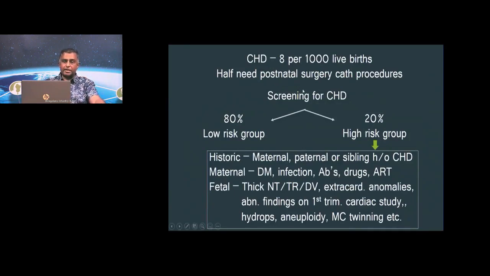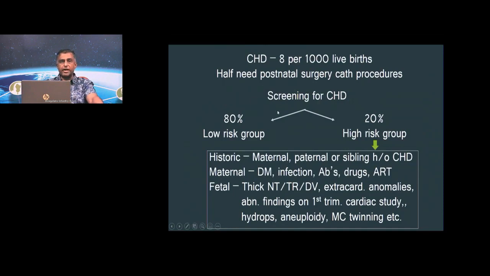So much so that 8 per 1,000 live births are affected by congenital heart disease. And half of them need postnatal surgery or catheter procedures. Therefore, half of them are complex diseases. So 4 per 1,000 or 0.4% is the incidence, which is a huge incidence, right? Now, that means we need to screen the fetus for congenital heart disease.